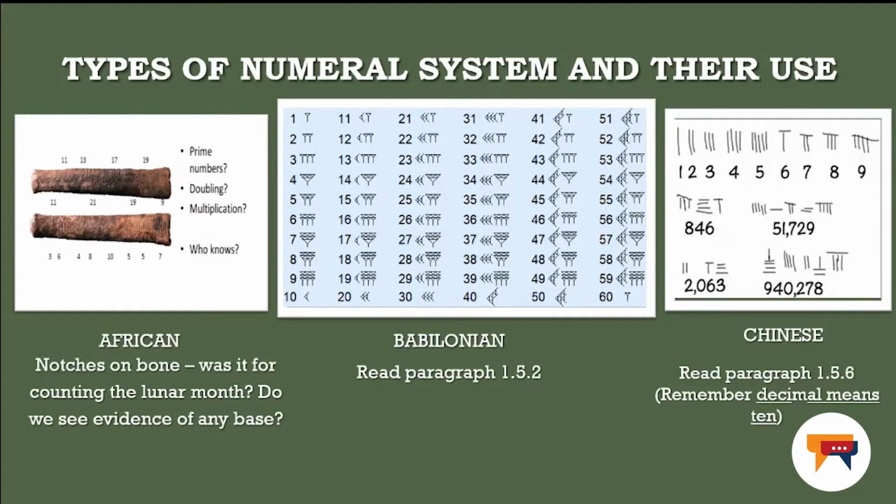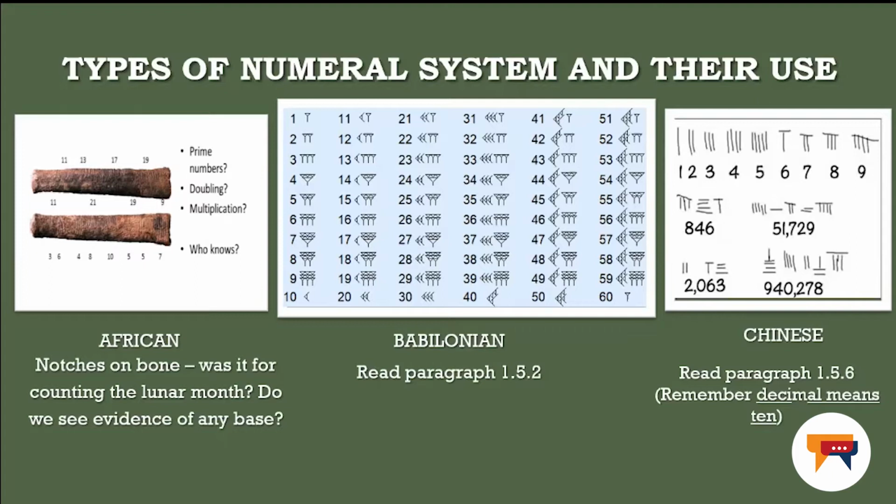Are they prime numbers? And then you see that there are also, on the bottom, 3, 6, 4, 8, 10, 5. Is that doubling? We also think there could be some sort of multiplication. Who knows? It is difficult to say what they intended to do with those Lebombo bones. But there are also something like 29, 28, 29 markings on some of these bones. Was it for counting the lunar or the moon month? Was it for counting the days? Do we see evidence of any base of number system?